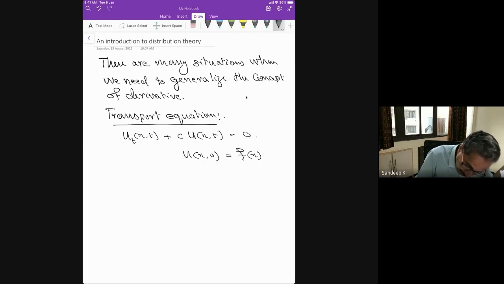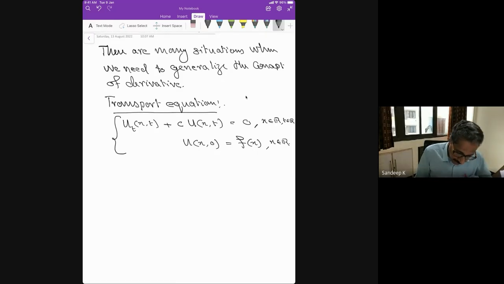Here x is in R, t is in R, and here also x is in R. So this is the partial differential equation. Later on you will see why it is called the transport equation. Sorry, the equation is u_t plus c times u_x, and this is equal to zero.